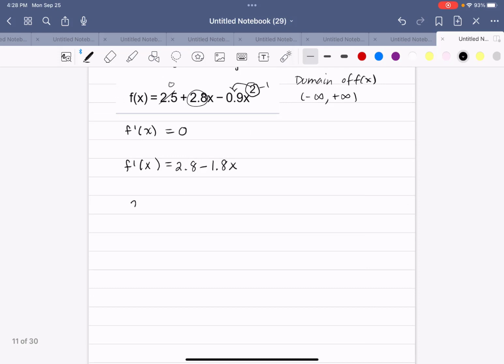Now the next thing we do is we set this expression for the derivative equal to 0. And then we solve. So I'm going to subtract 2.8 from both sides. That's going to give me negative 1.8x equals negative 2.8. I'll divide both sides by negative 1.8.